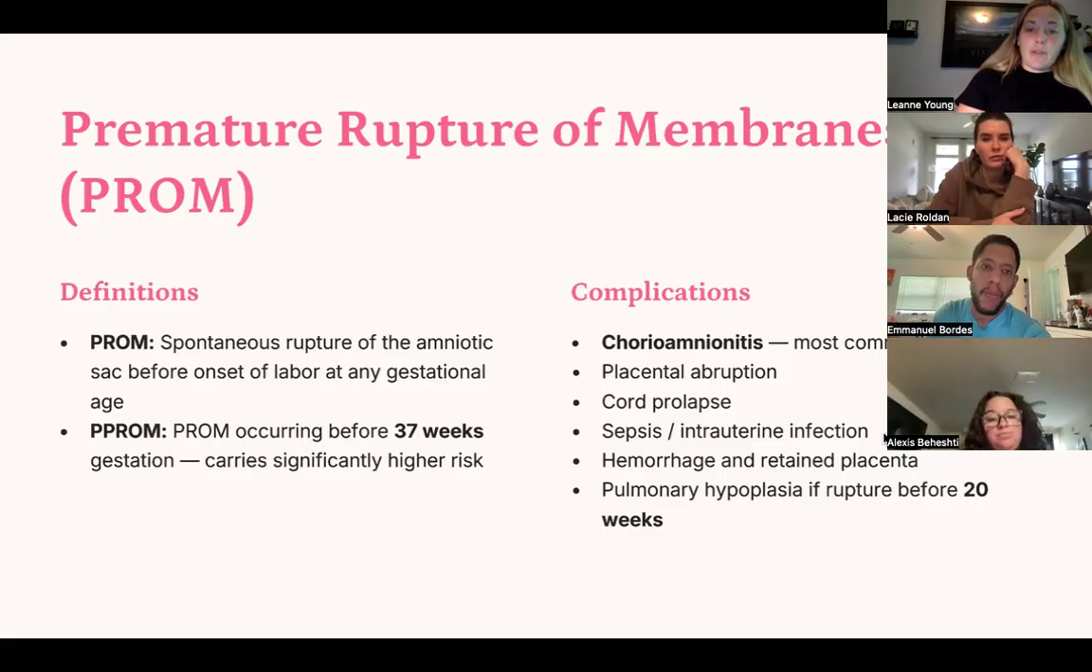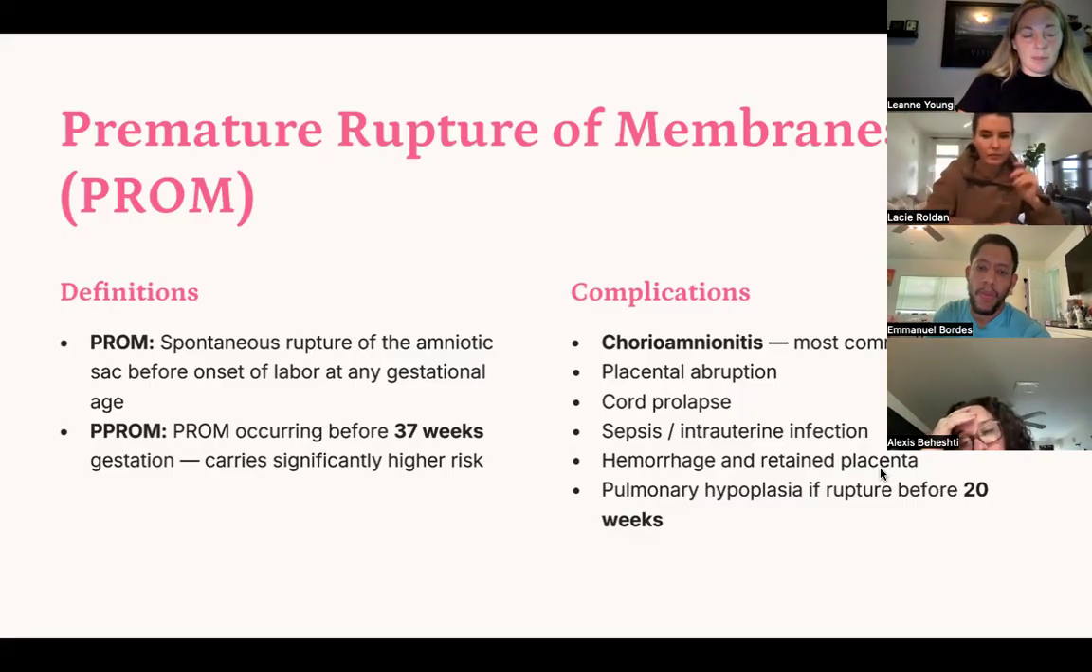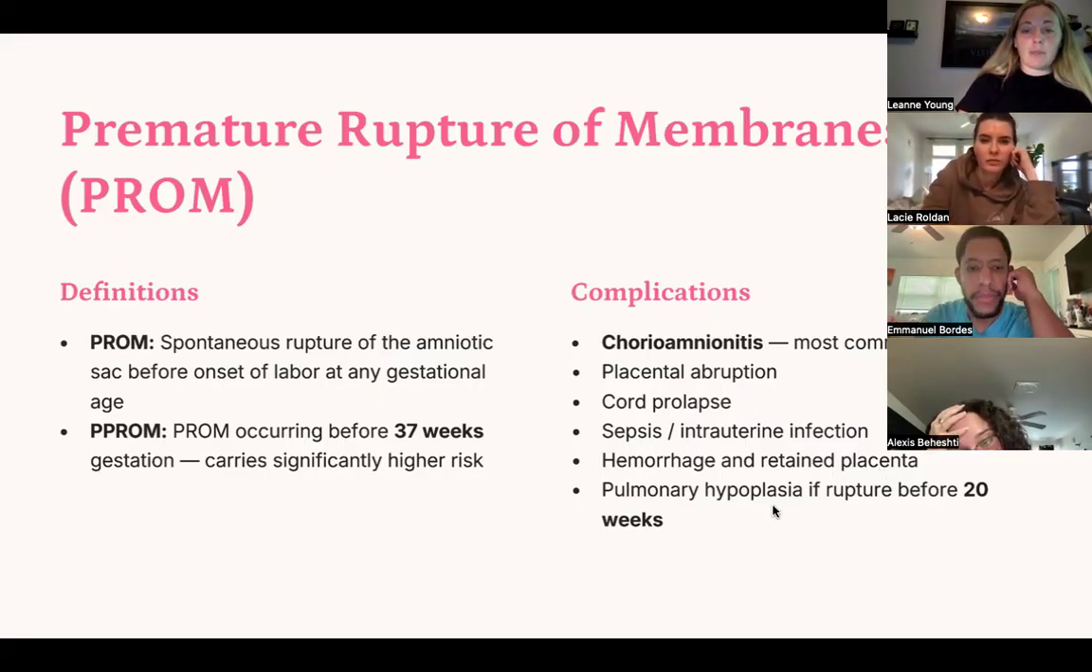Sepsis and intrauterine infection, big time. A hemorrhage and retained placenta, we see that a lot with these patients. And then occasionally pulmonary hypoplasia if the rupture occurs before 20 weeks. All right. So all of these types of things can happen with our premature rupture of membranes patients.